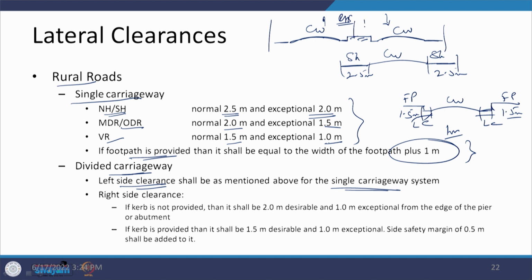Now, it may happen that there is a column on which the overhead structure is being supported. We are looking at the clearances which need to be there with respect to this column. So, what it says is, if the curb is not provided, then it should be 2 meters desirably and 1 meter exceptional from the edge of pier or abutment. And if the curb is provided, then it is 1.5 meters desirably with 1 meter exceptional, along with a side safety margin of 0.5 meters. So it becomes 2 meters and 1.5 meters when we look at this distance. This is how it is going to be maintained.